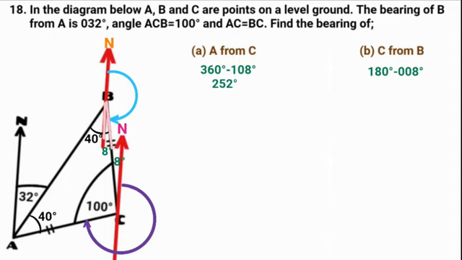Okay, so 180 degrees minus 8 will give us 172 degrees. So 172 degrees is the value of the bearing of C from B. You see, 172 degrees. That's the bearing of C from B.